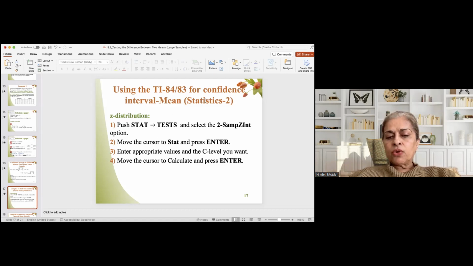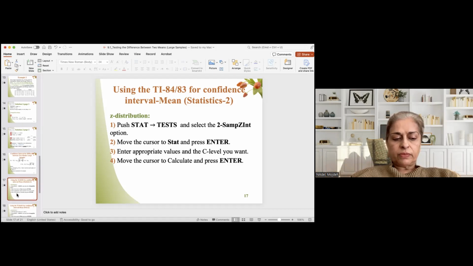Then if I give you statistics, you move your cursor to Stat. You have two options, input stat data. Then for the confidence interval, you give them the confidence level, like a 90% confidence interval. You put 90 or 95 or 99. Then move the cursor to Calculate, press enter. Okay.